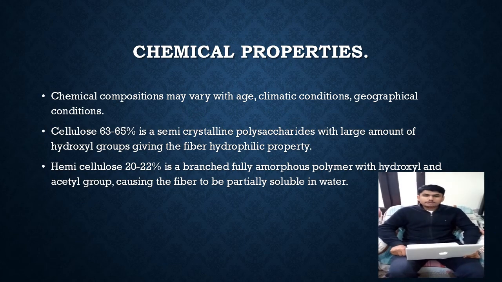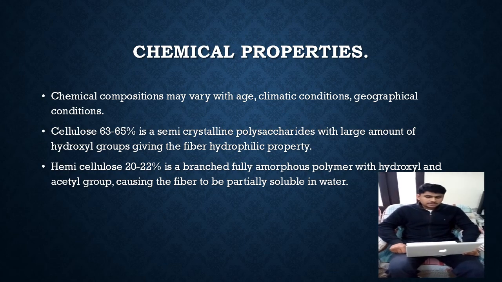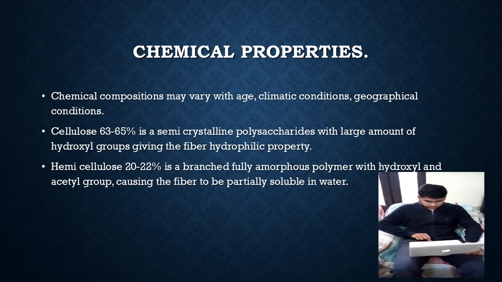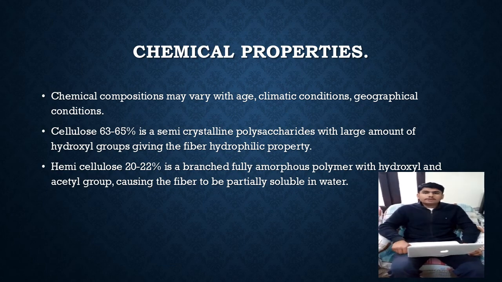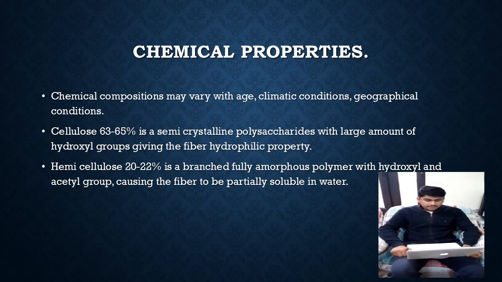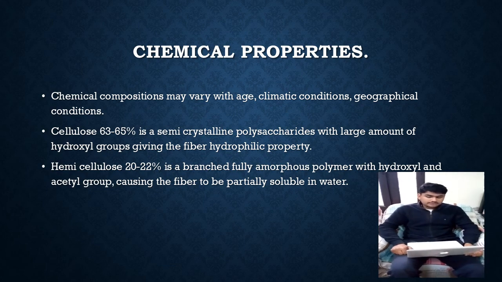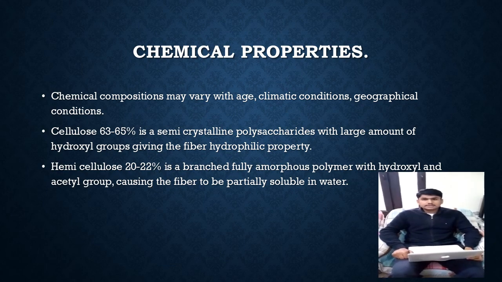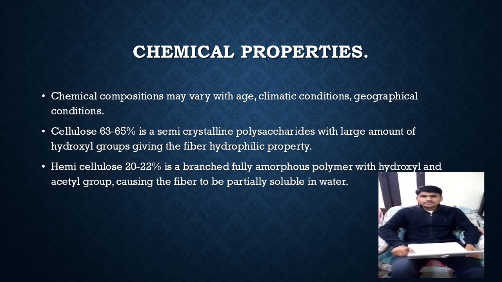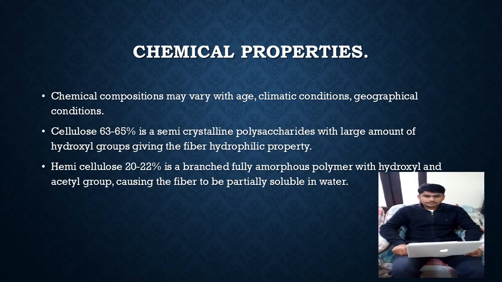And these are the chemical properties of banana fiber. The chemical composition of banana fiber is cellulose, hemicellulose and lignin. The cellulose in banana fiber is almost 63 to 65%, and it is in semi-crystalline form with polysaccharides and with a large amount of hydroxyl groups, giving the fiber hydrophilic property. While hemicellulose is almost 20 to 22% and is a branched, fully amorphous polymer with hydroxyl and acetyl groups, causing the fiber to be partially soluble in water. This is the only reason why banana fiber is soluble in water.